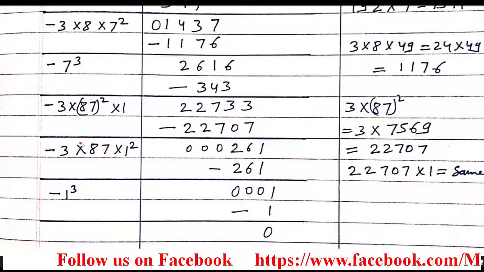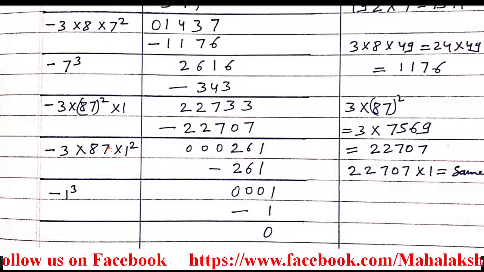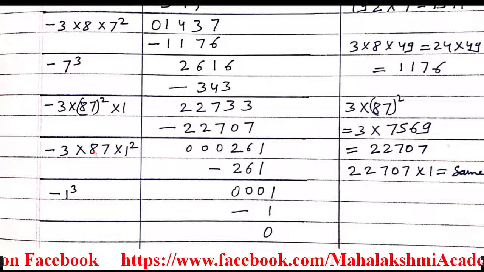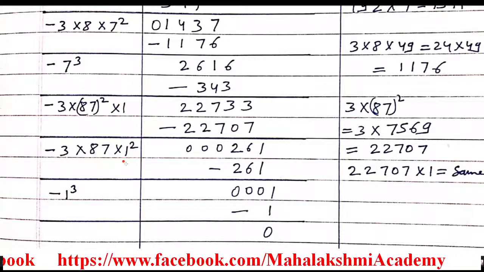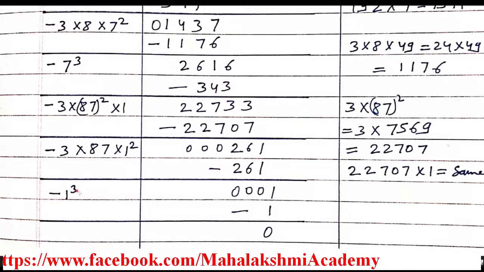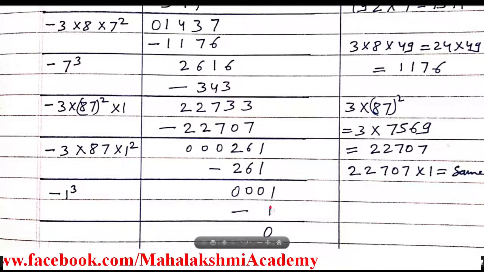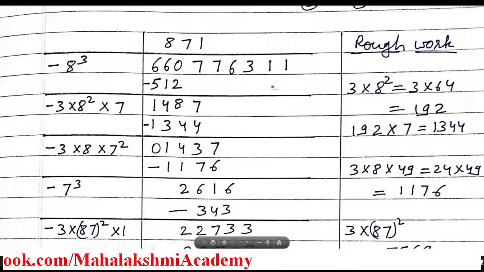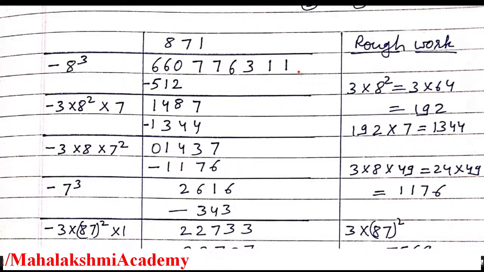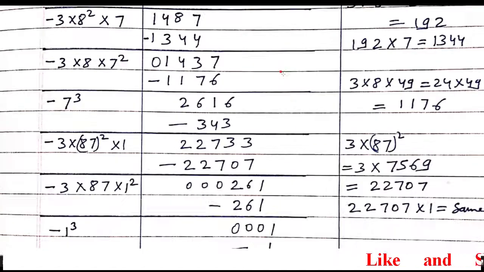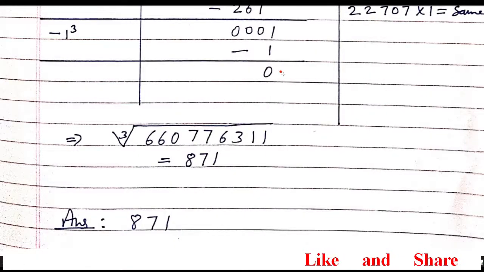Now here you can see that you reached the minimum power. So 3 and 87 will be removed, and 1's power you have to increase. Here power is 2, so it's going to be 3. So 1 cube is 1, so 1 minus 1 is 0. Now you can see that all digits are copied down, which means the cube root method is completed. So the number which we selected here is 871. So the cube root of the given number is 871.